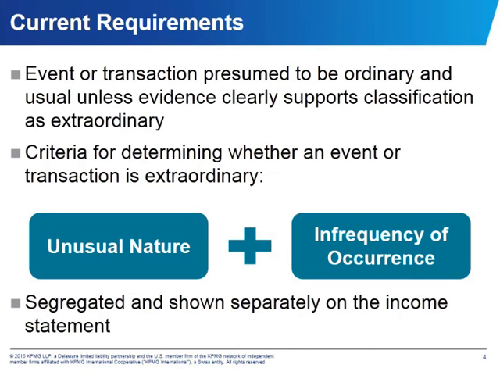Thanks, Paul. Before we go into what will change with the ASU, let us refresh our memories on what the current guidance is. Subtopic 225-20, Income Statement Extraordinary Items, currently requires that an entity separately classify, present, and disclose extraordinary events and transactions. An event or transaction is presumed to be an ordinary and usual activity of the reporting entity unless evidence clearly supports its classification as an extraordinary item. Paul, can you remind us what an extraordinary item is?